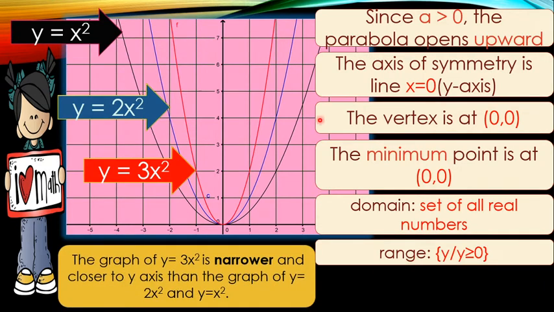And as you can see, the graph of y is equal to 3x squared, this red one, is narrower and closer to the y-axis than the graph of y is equal to 2x squared and y is equal to x squared. Remember, the greater the value of a, the narrower the graph and the closer to the y-axis.